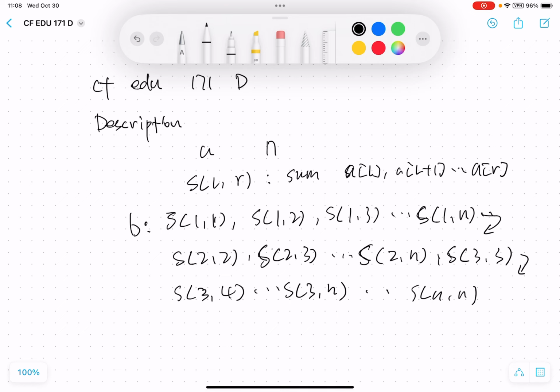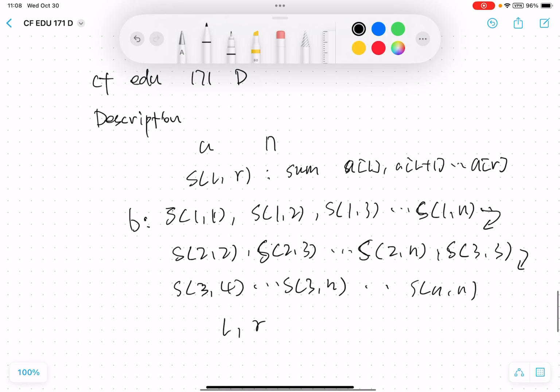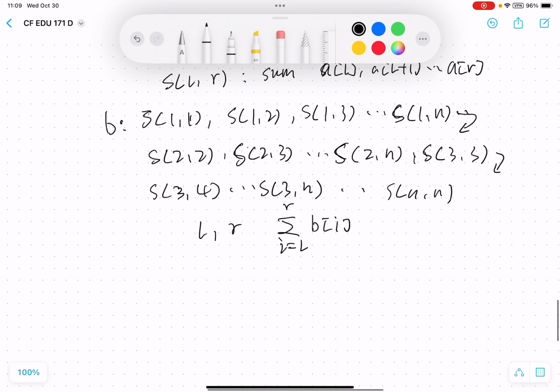This is the definition of array B. After that, the problem will provide Q queries. For every query, it will provide L and R. We need to return the sum of B[L], B[L+1], until B[R]. We need to return the sum of them. This is the description of this problem.